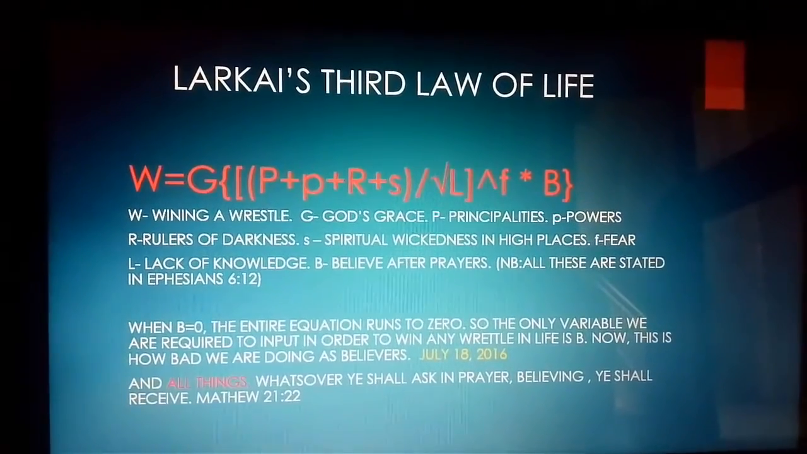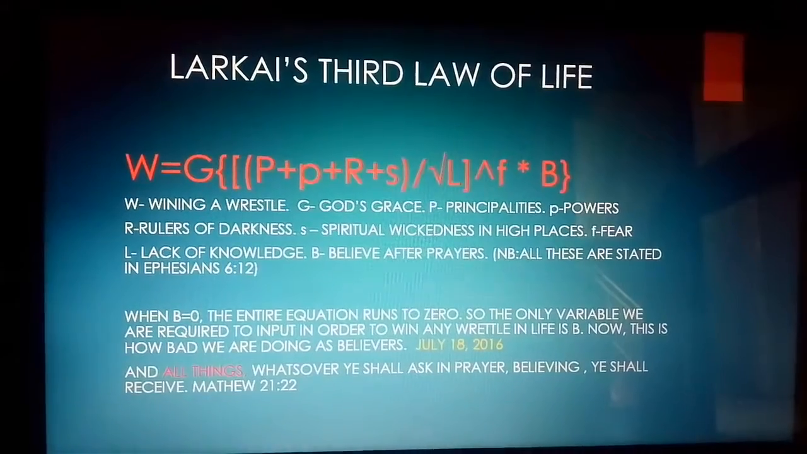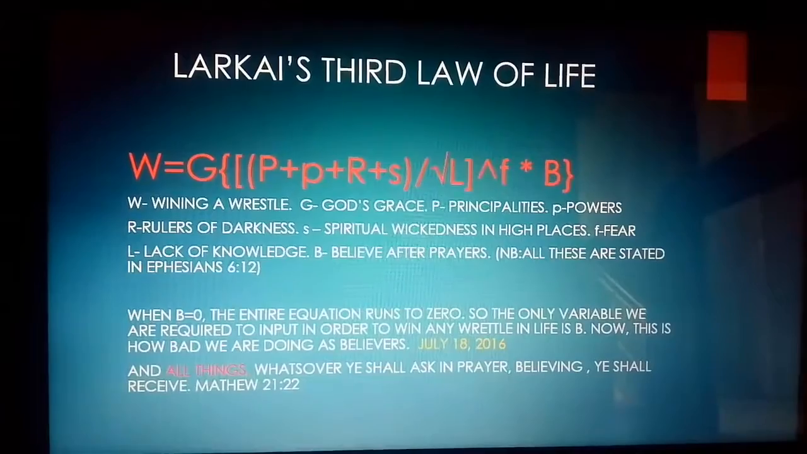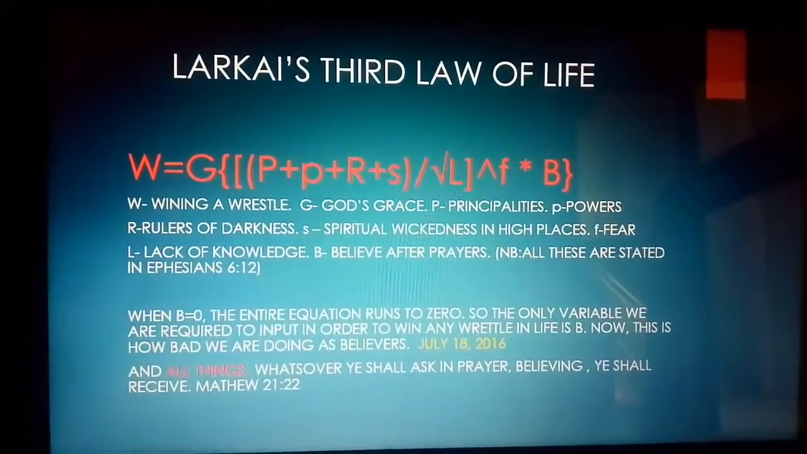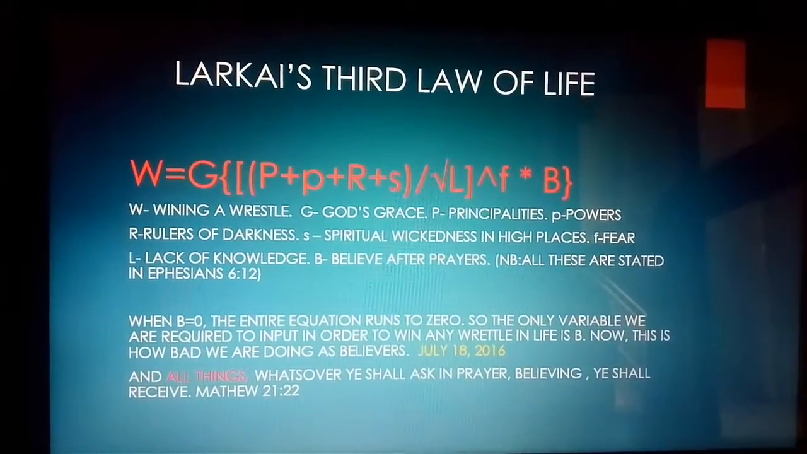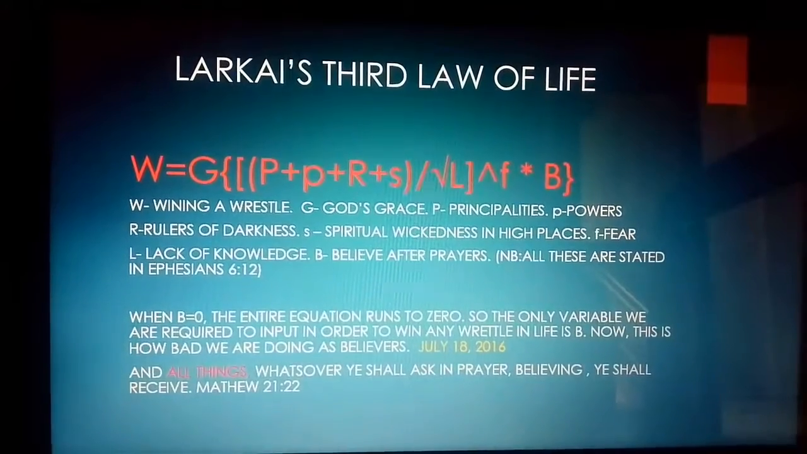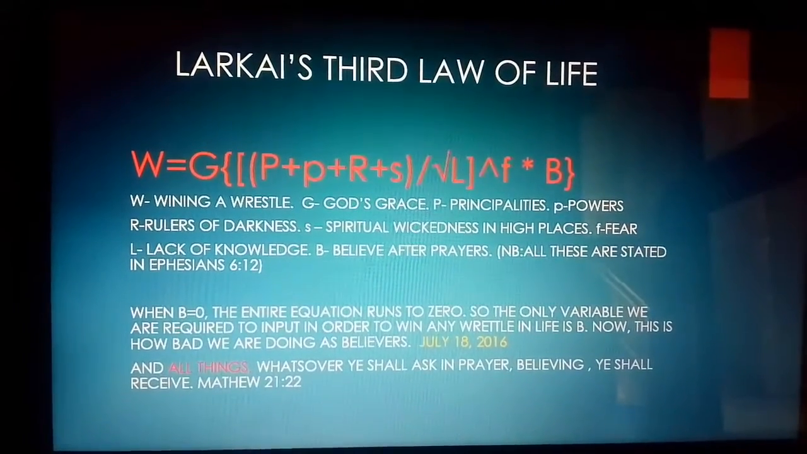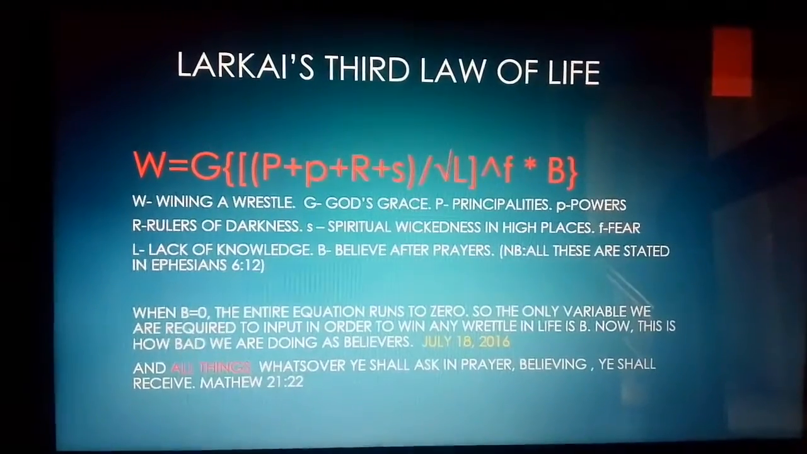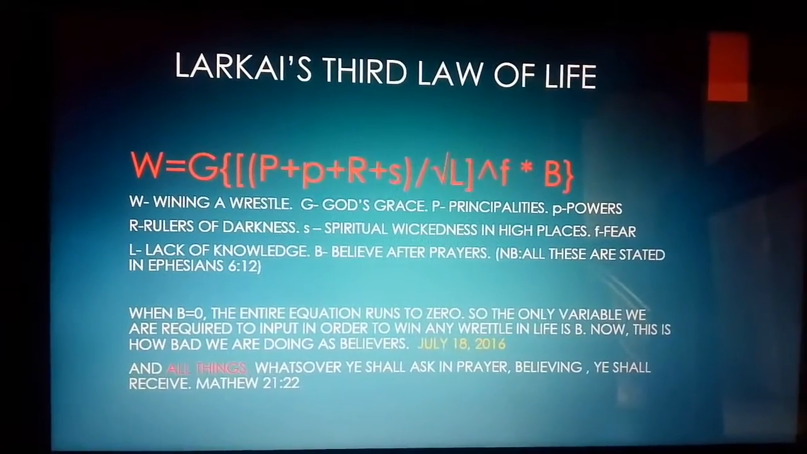All the expressions you are seeing, W equals G, P plus small p plus R plus S, L exponent F times B, you notice that when B equals 0, all the others will run to 0. Yes, when B equals 0, the entire equation runs to 0. So it means that the only variable we are required to input in order to win any wrestle in life is B.